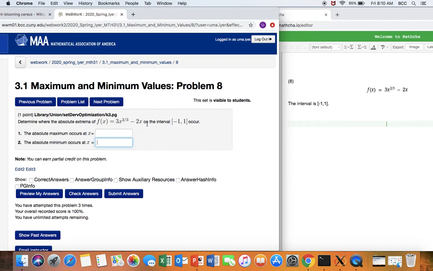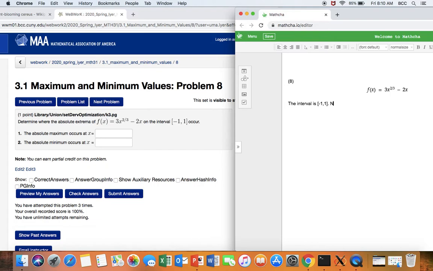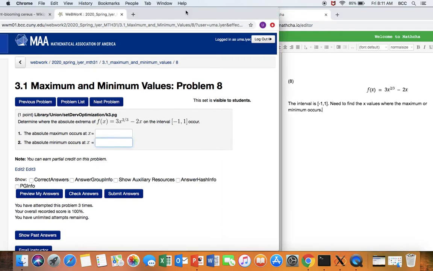Okay, and look, they are not asking us to find the maximum value, they are asking us to find where. So we need to find x values where the maximum or minimum occurs. All right, x values, not y. When they say a maximum value, then you give me the y value, but when they are saying where it occurs, then you give me the x value. Okay, so let's get to business.